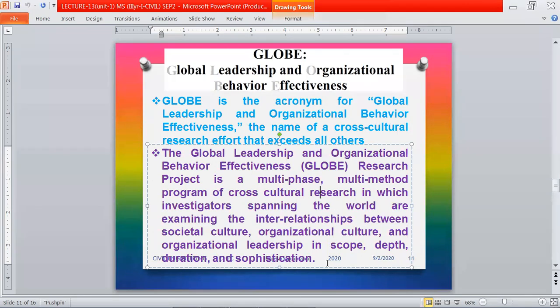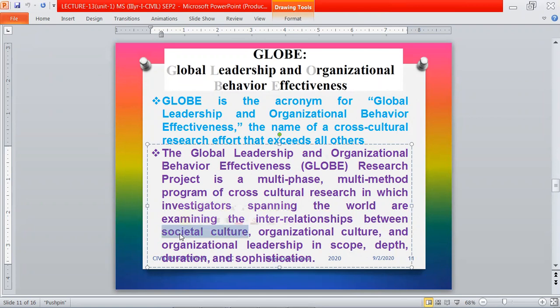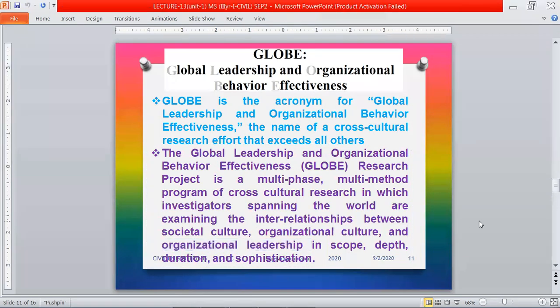What it is saying is similar to international management, but you have to change the leadership qualities locally and globally by considering the relationships with the societal culture. So we have to see what type of culture you have in that society, and the organization structure. You have to see the culture of the organization, and also the organizational leadership. You have to see the leadership qualities in the organization in depth, duration, and sophistication. So you have to give importance to all these scenarios so that you can become a successful international business manager for your organization.